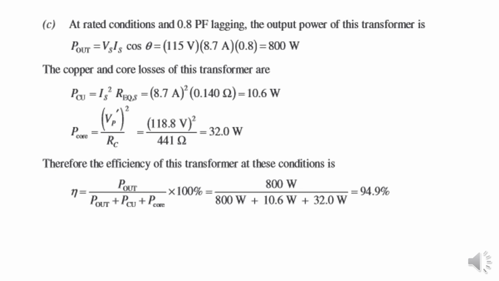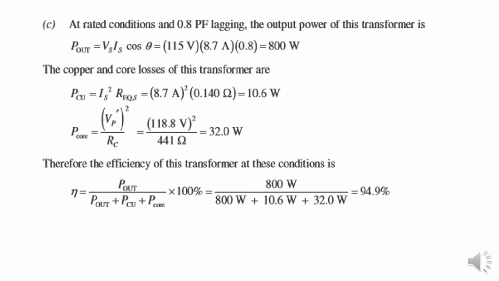So adding P copper and P core to the output power, we can find the input power, because input power is wasted as copper losses and core losses, and the rest is given as the output, right? So input power is equal to P out plus P copper plus P core. P out is 800 watts, and P in is 800 plus 10.6 plus 32, right? And when we get the percentage, we are getting 94.9%, right?